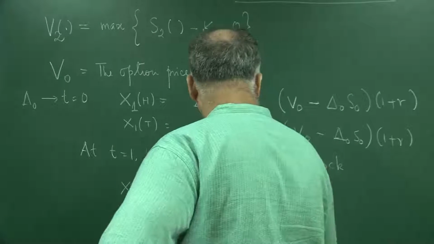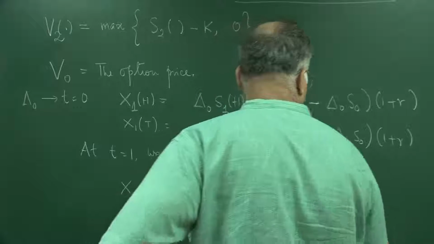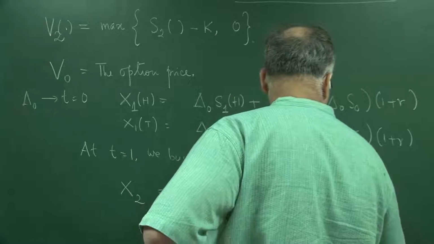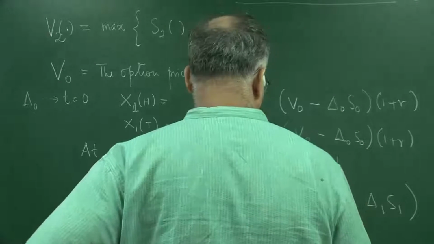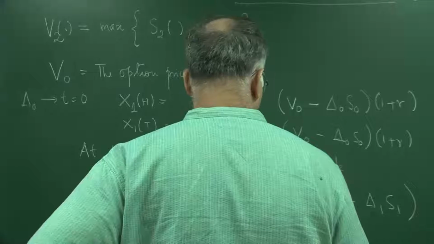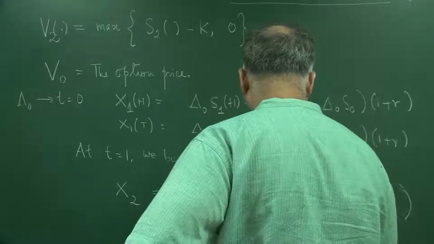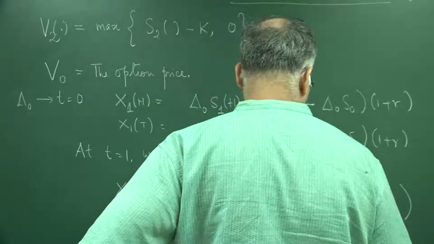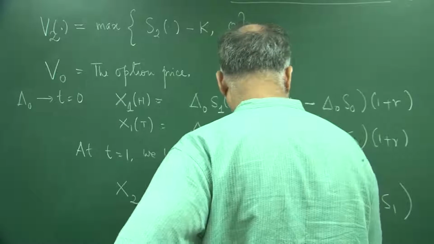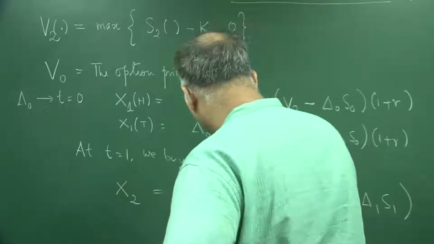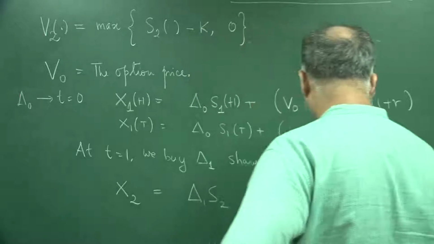So from where I will get X1 minus delta 1 times S1, the amount of money with which delta 1 was bought, could be H or T, that does not matter, and then when I come to time 2 I sell those delta 1 shares, and this is the money I get from the money market.